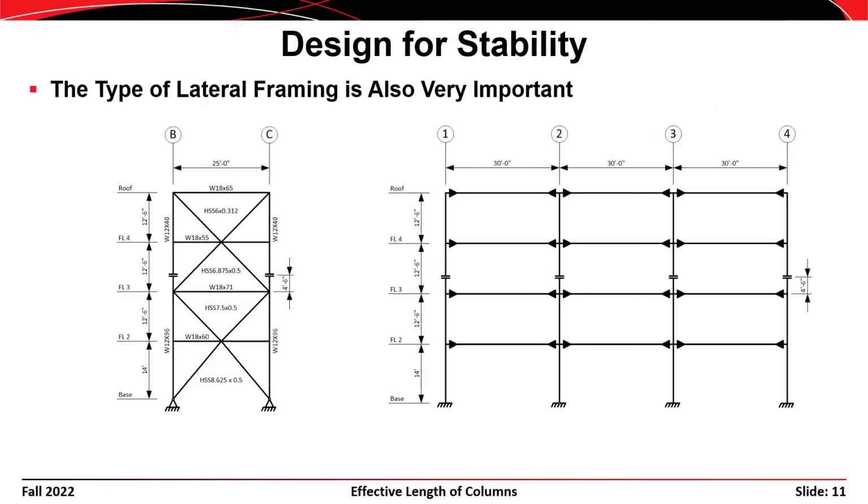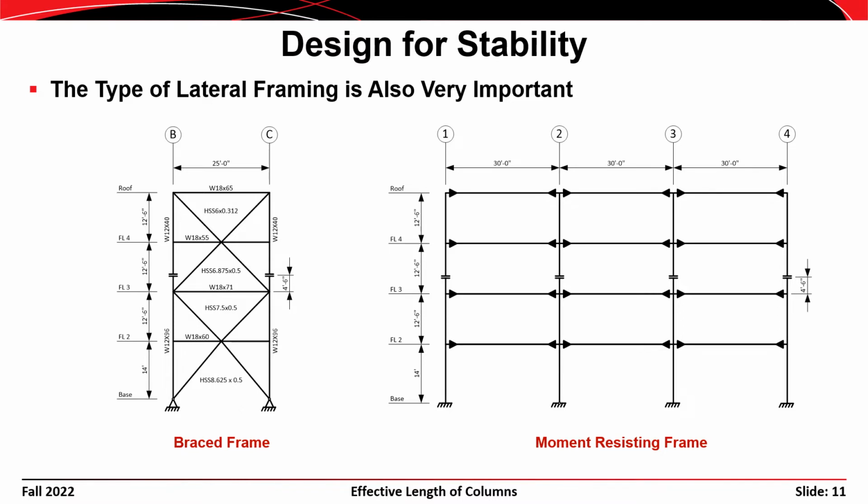Another aspect that's important is being able to identify which type of framing system the column is a part of. This slide shows two framing systems, a brace frame on the left and a moment resisting frame on the right. The little black triangles on the right indicate that those are rigid joints between the beams and the columns, so that's a moment resisting frame on the right and a brace frame on the left. In this case, using a 2-story X bracing configuration.